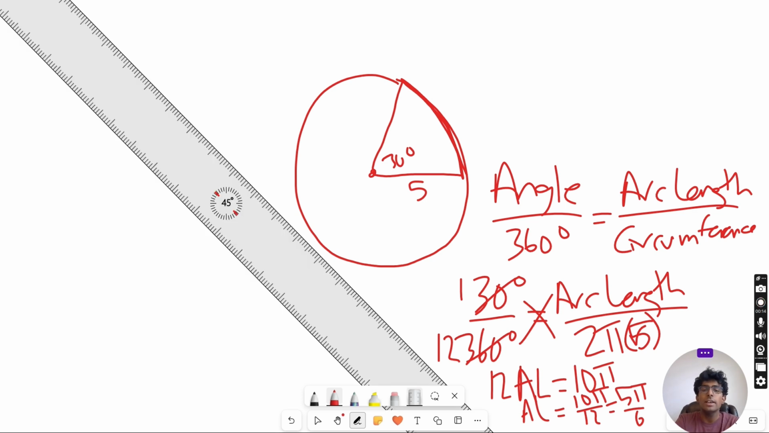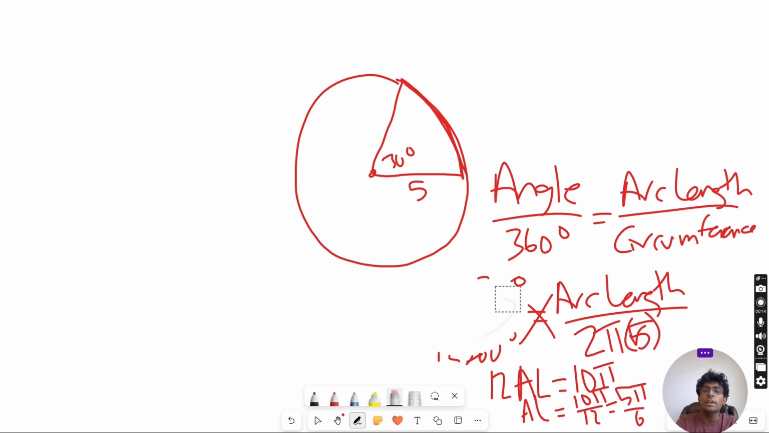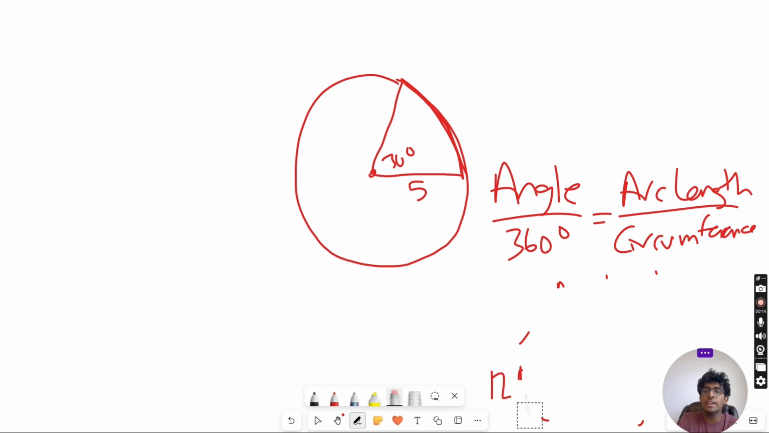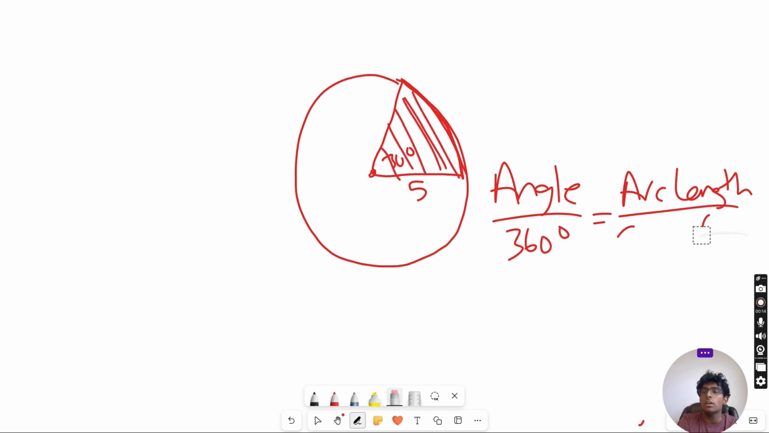Now similarly, let's say we want to do the sector area of this sector, right? We know our arc length is 5 pi over 6, but what is the sector area? So let's say we want to find this area, all this area in the inside here. How would we do it? So we change just this part of the proportion. Instead of arc length, it's now sector area. And instead of circumference, it's now just the area of the circle. And that makes sense because we're dealing with area over area.